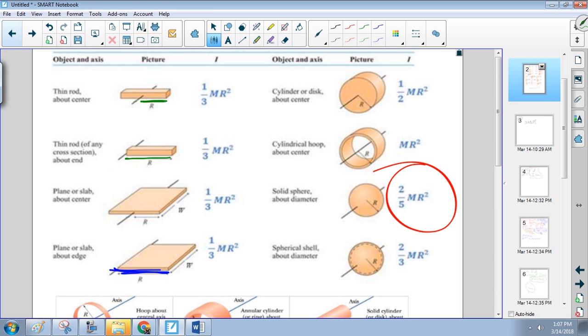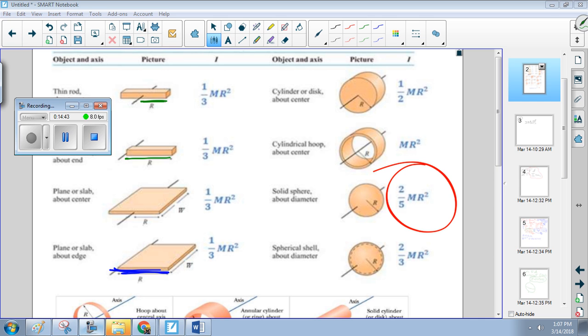All right, so tomorrow we're going to do a target check on this stuff.